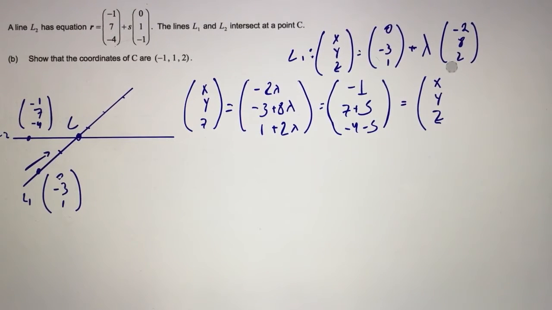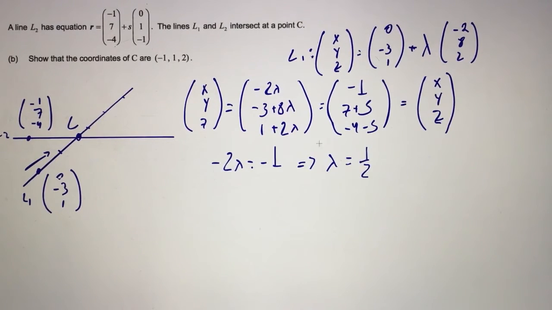Now, what I can see from this is that if I just equate the corresponding coordinates, for coordinate x, I have that -2 lambda must be equal to -1. So in this case, I don't have something in terms of s, which makes it easier for me, right? So solving this, I find that lambda is equal to half. And here I don't have to worry about the lines being skew or anything like that, because it's saying that they intersect at point C.